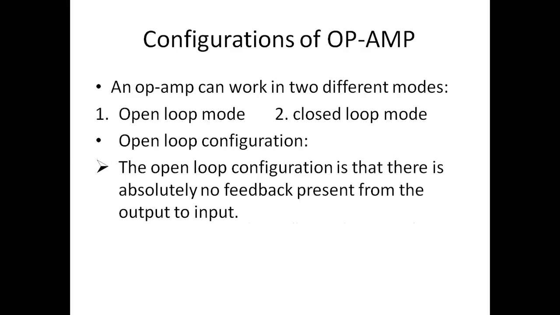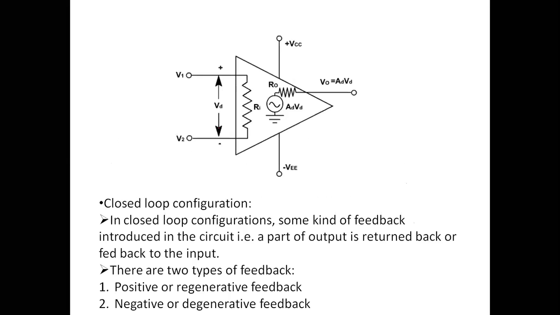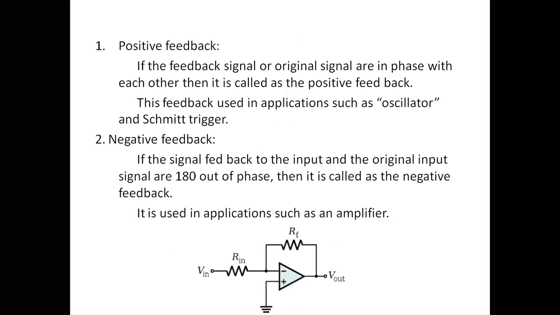We can use the op amp in two configurations, open loop mode and closed loop. If we are not taking feedback from the output to the input, we call that open loop. If the output is fed back to the input, we call that a closed loop configuration, and we can take closed loop configuration in two ways: positive feedback, or regenerative feedback, and negative feedback, or degenerative feedback closed loop configuration. So we can use the op amp in closed loop configuration for positive and negative feedback.